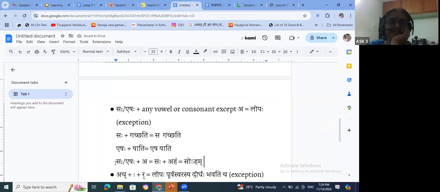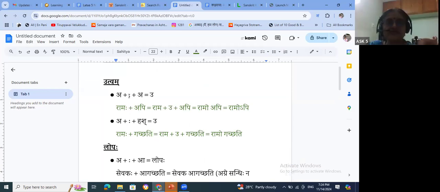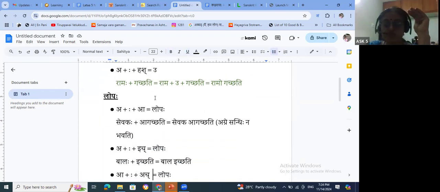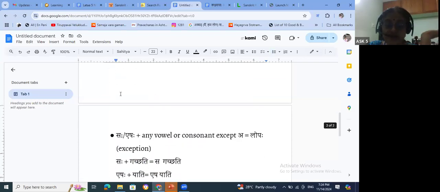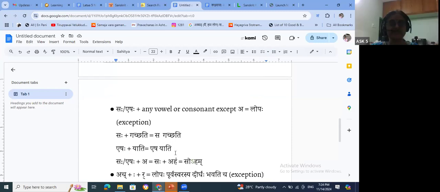So, see, what is the rule here? Ending is hrasva a, then there is one visarga, then followed by another hrasva a. Hrasva a, visarga, hrasva a. What is the rule? Visarga must become u. But the exception is, if saha is there and hrasva is there, then we can have u. But hrasva and any vowel or any consonant, then it becomes lopa. This we'll see in many shlokas. Everywhere we'll see.